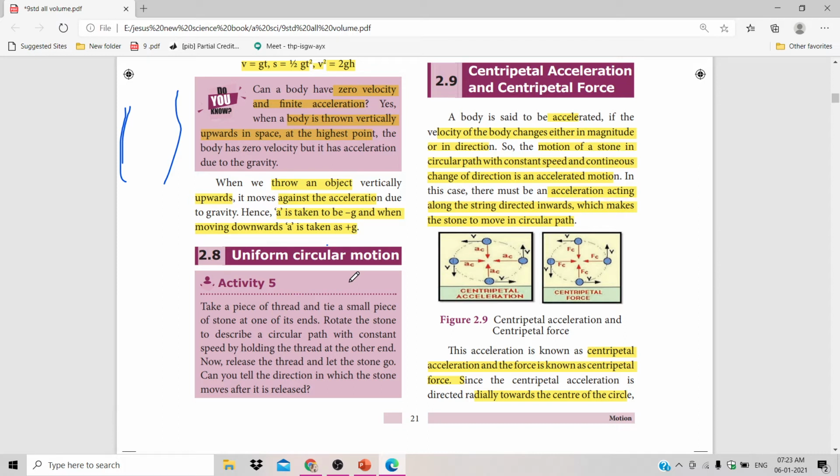Uniform circular motion. Here they gave an activity: take a thread as well as a stone, and using the thread, rotate the stone. While rotating, you just leave the thread, and what do you notice? We can notice that while we are rotating, it moves in a circular direction, and when we leave it, the stone moves in a straight line.